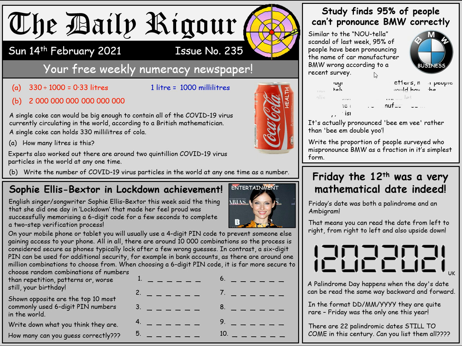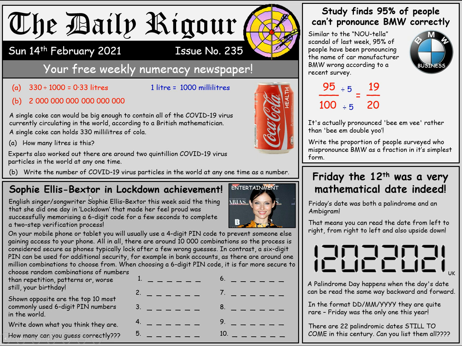So what is this proportion as a fraction in its simplest form? So 95% of course means 95 out of 100. So that's it as a fraction. And of course we can simplify this fraction by dividing top and bottom by 5. So 95 divided by 5 is 19. You might have wanted to do a wee calculation for that. And 100 divided by 5 is 20. And that's the proportion as a fraction in its simplest form.